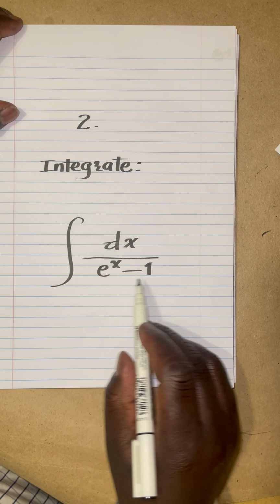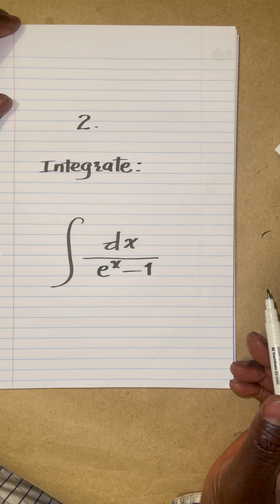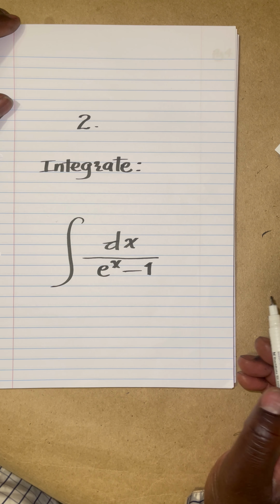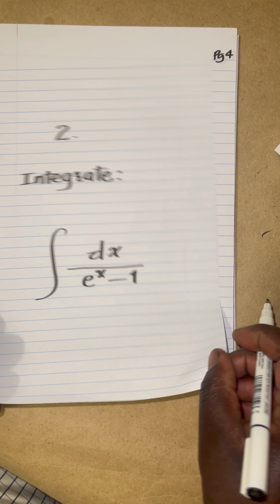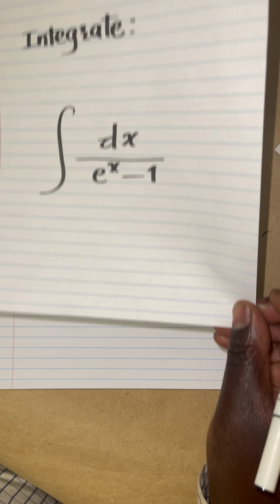Well, if you look at the denominator, we have e to the power x minus 1. Now, if you differentiate the denominator, it gives you e to the power x. We don't have e to the power x in the numerator. Again, another case of advanced u substitution. We must do something. We have to introduce e to the power x in the numerator.